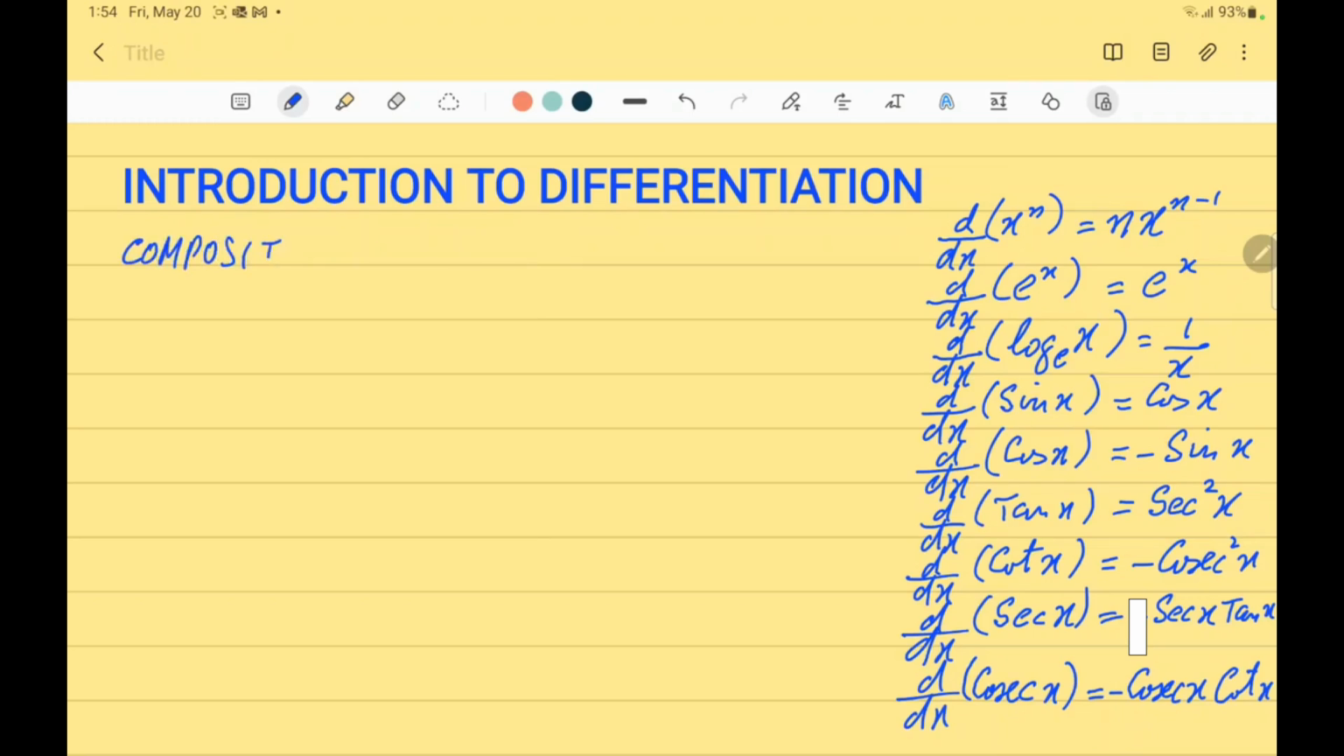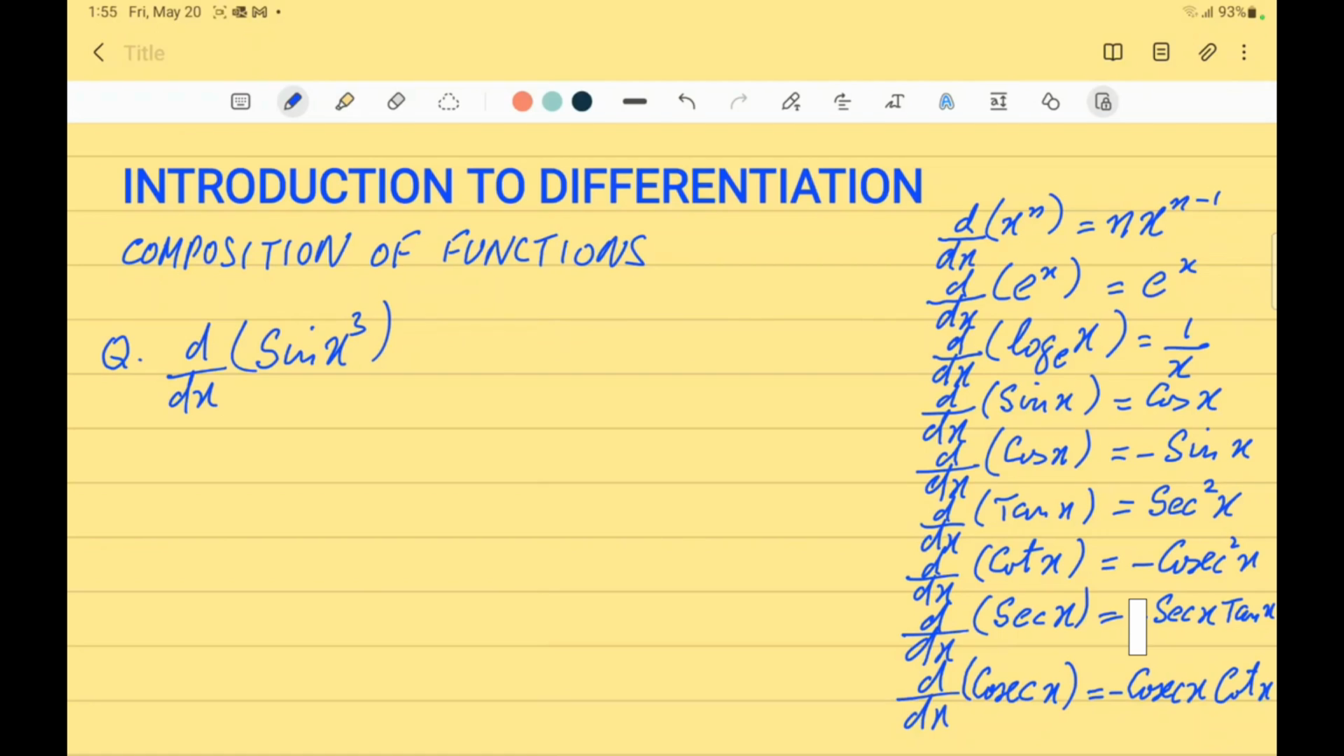Composition of functions. And we will explain it with the help of some examples. So our first example is d by dx of sine x raised to power 3.